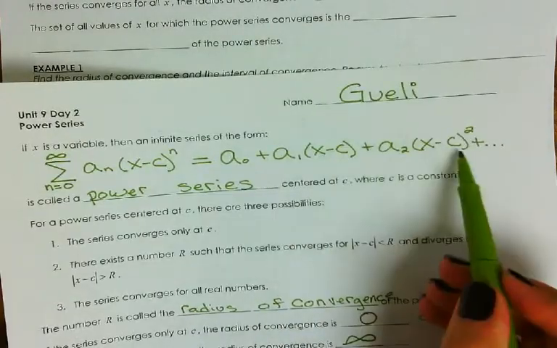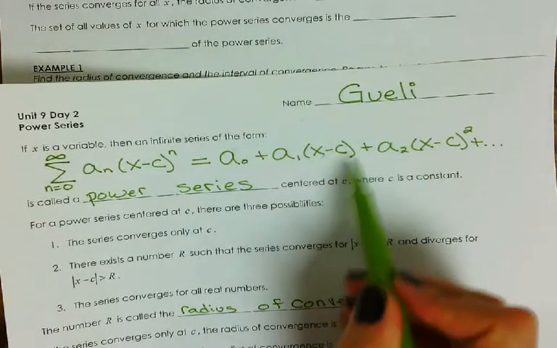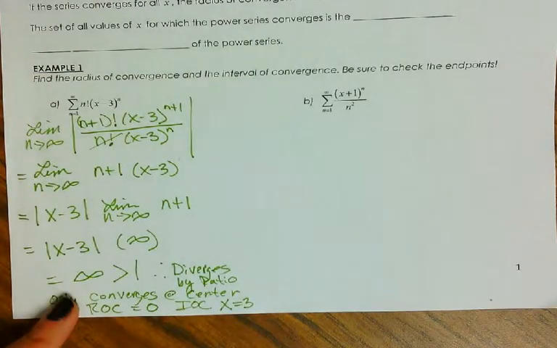So remember, it's of this form where c is a constant and you're centered at c. So you take the opposite of that number in there to get your value. All right, so now we're going to take a look at B.